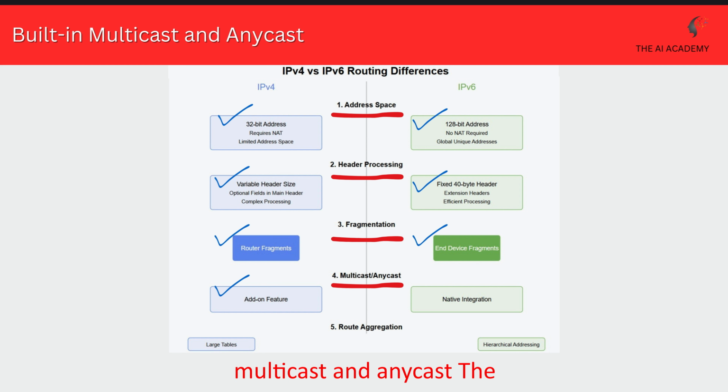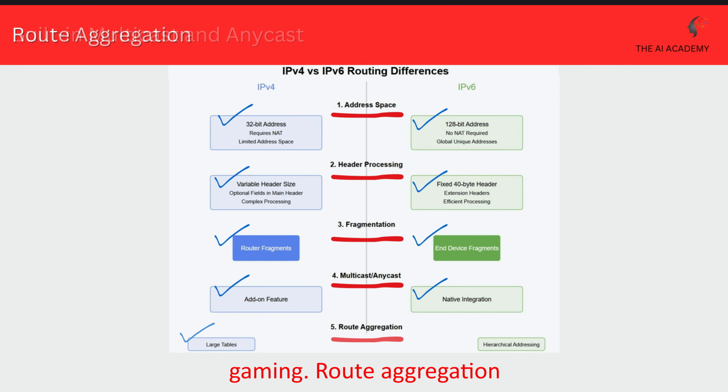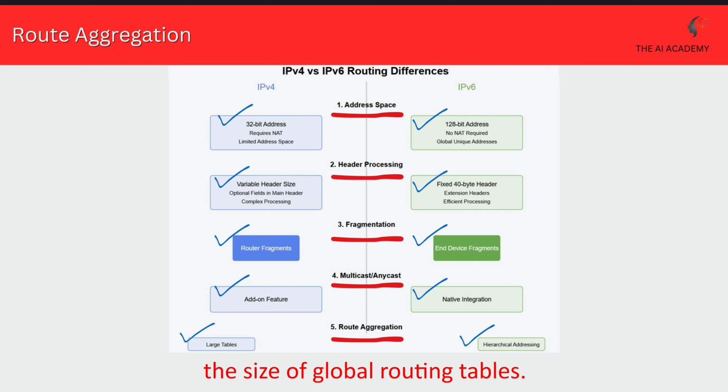Built-in multicast and anycast: in IPv4, multicast and anycast are supported but not integral, while in IPv6, both are natively integrated, allowing more efficient routing for group communications, such as video streaming and online gaming. Route aggregation: IPv4 has limited aggregation capabilities, often resulting in large routing tables, while IPv6 supports hierarchical addressing with prefix-based aggregation, significantly reducing the size of global routing tables.